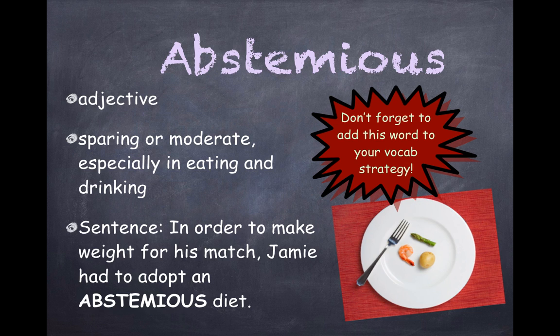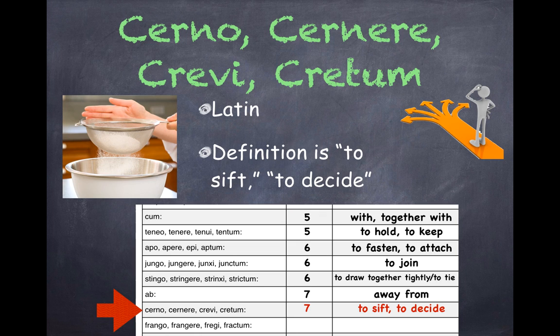We're moving on to our next root, which is cerno. Cerno means to sift or to decide. The picture on the left shows sifting, which is something that's done sometimes with cooking. And then the picture on the right shows a decision. So maybe those images will help you a little bit with this one. Again, this is lesson 7.